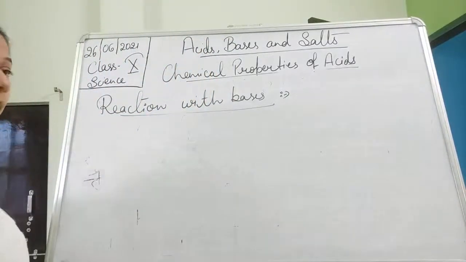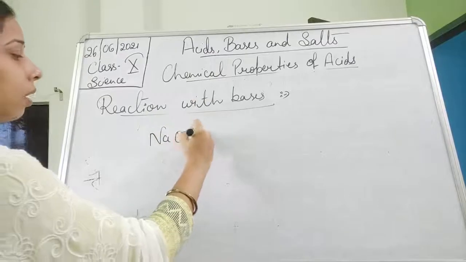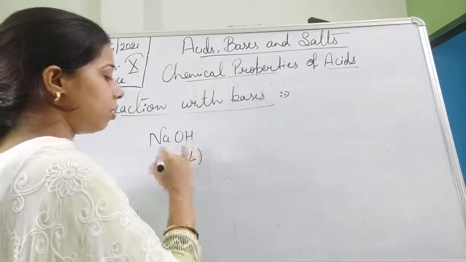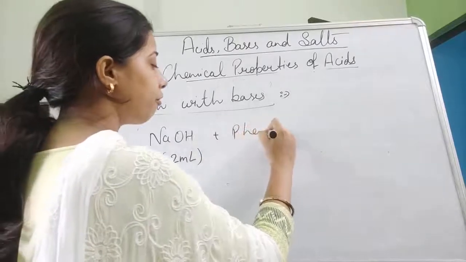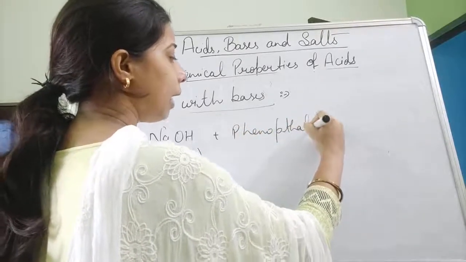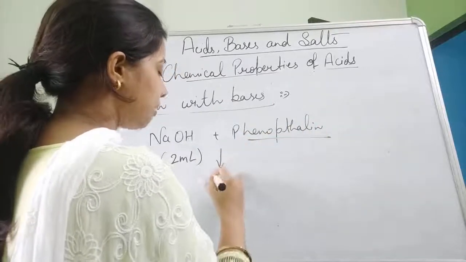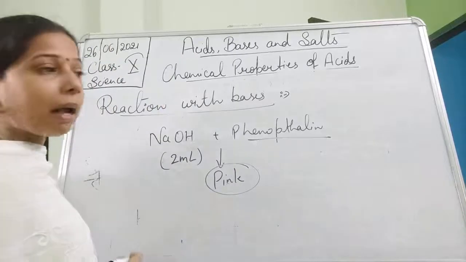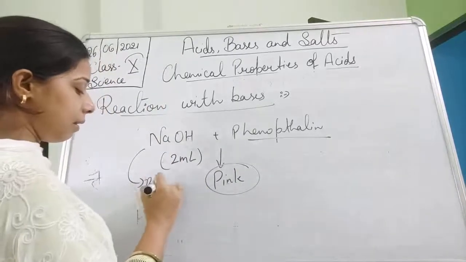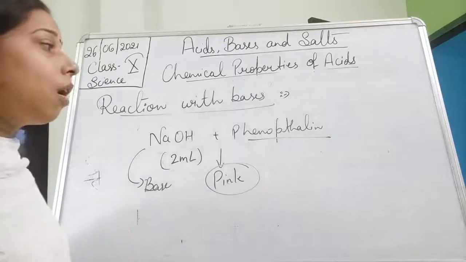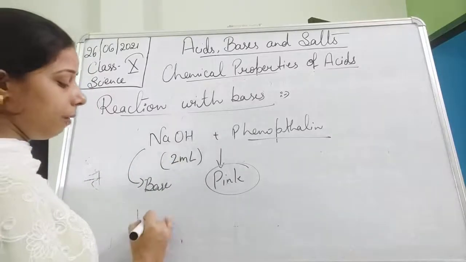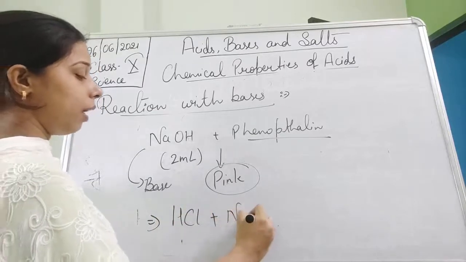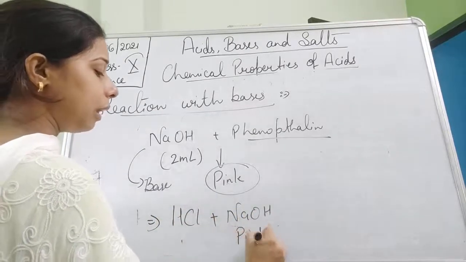Sodium hydroxide, NaOH. We will take 2 ml of NaOH, students. When we add phenolphthalein to it, it gives a pink color to the sodium hydroxide, which proves that this is a base. Now we will add dilute hydrochloric acid continuously into the NaOH. It is pink in color.